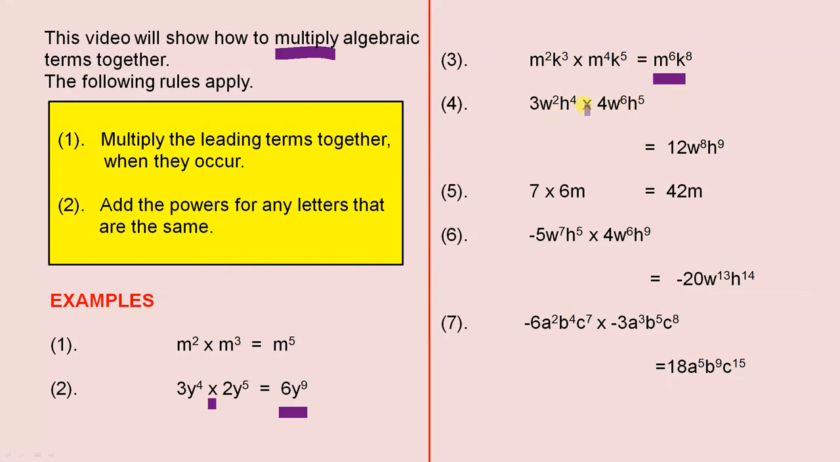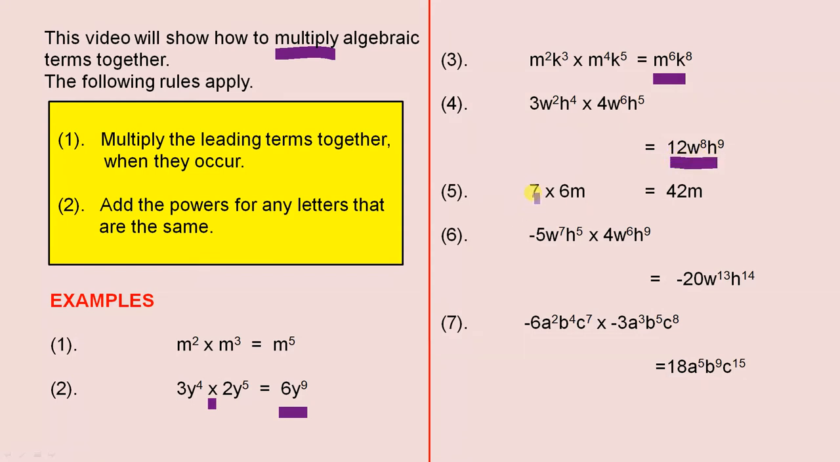Now here we have two leading terms, so 3 4s are 12. Now w squared times w to the power of 6 gives you w to the power of 8, because you add the indices. H to the power of 4 times h to the power of 5 is h to the power of 9, because you add the indices. So that's the answer.